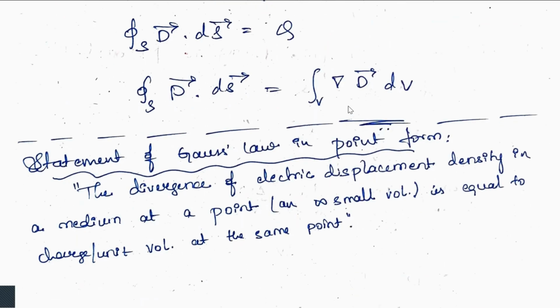What is the statement for the Gauss law in point form? That is the previous one: the divergence of the electric displacement density in a medium at a point of infinitely small volume is equal to the charge per unit volume at that same point.